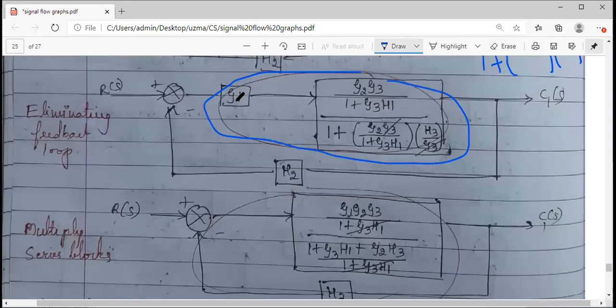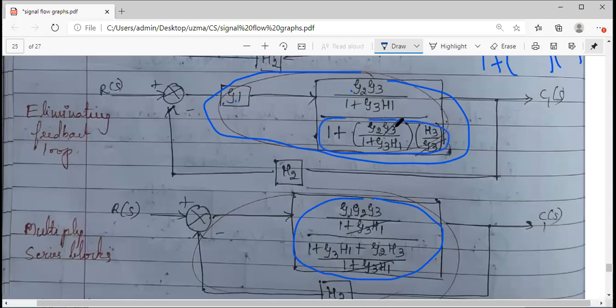Take the multiplication. Simply G1 is coming here in the numerator, and the remaining terms as they are. Before going further, इसको मैंने simplify किया है because one more feedback loop is remaining, so your task will become too tedious. Because of that, I have only simplified it here.